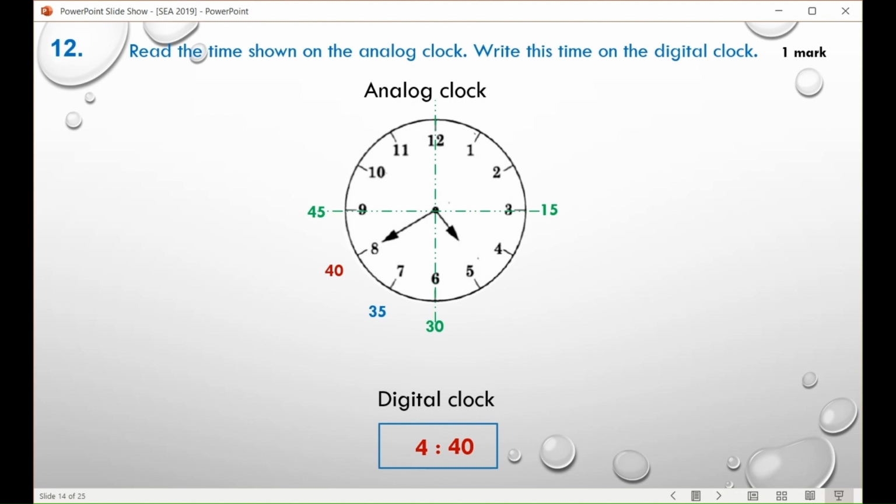Or for students who want to be very sure, they can say 1 five is 5, that means 5 minutes. 2 fives are 10, 3 fives are 15, 4 fives are 20, 5 fives are 25, and continue until they reach the point of 8, where 8 fives are 40. So this analog clock can be represented as the time 4:40 on the digital clock.